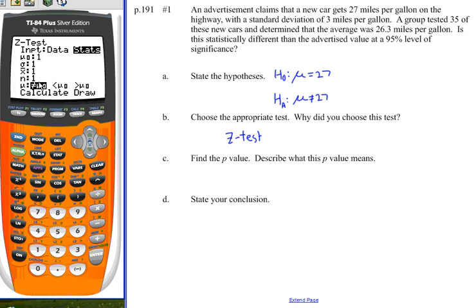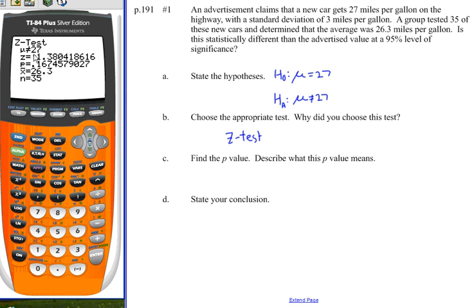Our original mean comes right here from our null hypothesis, is 27. Our standard deviation of the population was 3. The sample mean was the data we collected, that's 26.3. And n was the number of cars we tested, that was 35. Now since our hypotheses, we're testing if it's equal or not, we'll keep that sign, and let's calculate.